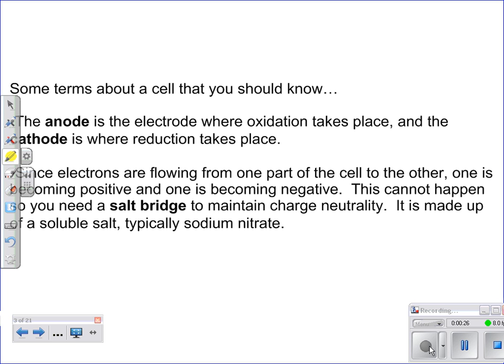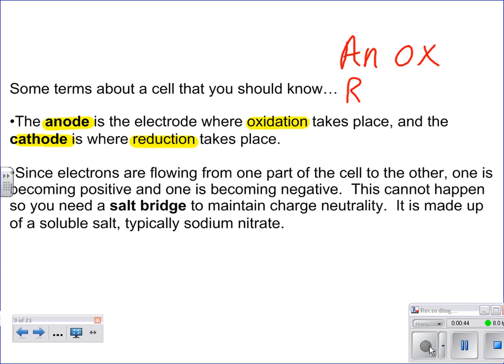One of those is the anode. You have an anode and you have a cathode. The anode is always where oxidation takes place, and the cathode is where reduction takes place. A little trick for you is to remember an ox and a red cat. Just visualize that. The anode is where oxidation takes place, and reduction takes place at the cathode. Another way to think about it is that your vowels go together and your consonants go together.